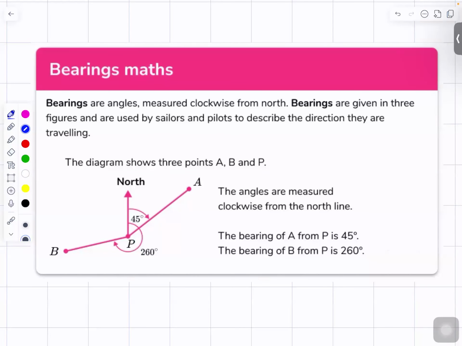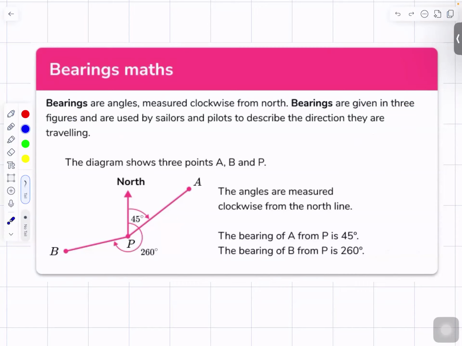So bearings are angles measured clockwise from the north. So you always start from the north and you measure the angles clockwise from the north. Bearings are given in 3 figures, like 060 degrees, 150 degrees.